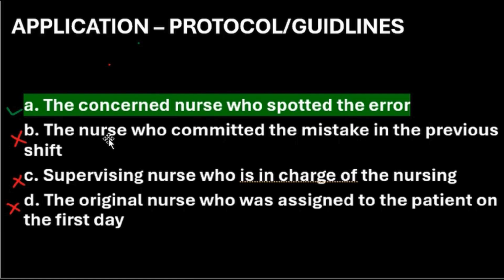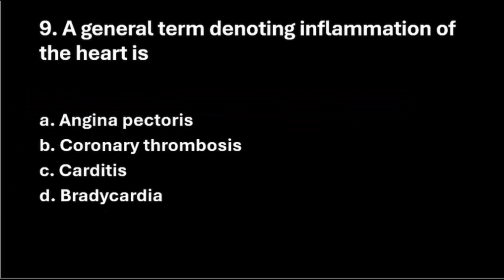So you have to know and understand the reporting system, the incident reporting system, all this kind of standard protocols to answer this kind of application level questions. Next question. A general term denoting inflammation of the heart is option A, angina pectoris, option B, coronary thrombosis, option C, carditis, and option D, bradycardia.